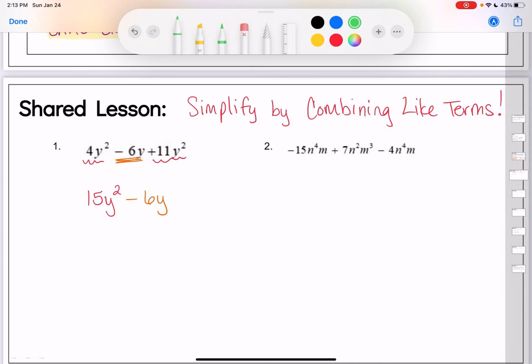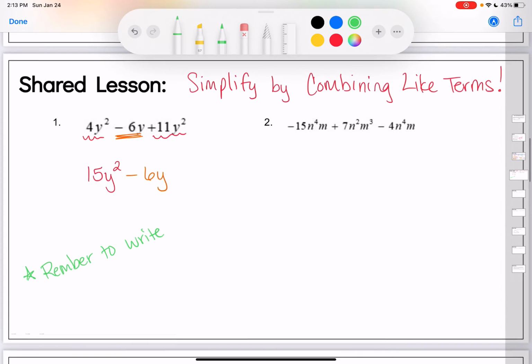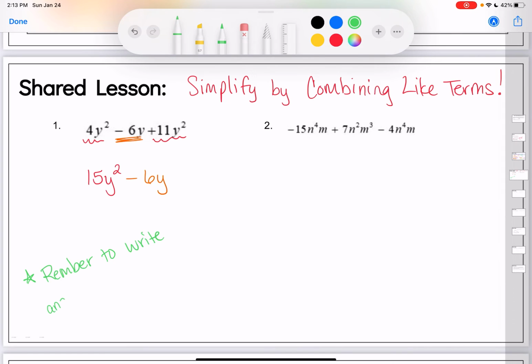Remember that we need to write our answers in standard form. I happen to do it as we went here, but something that we just want to keep in mind is to write answers in standard form. So again, standard form means you'll take the highest degree first and then all the way down, decrease in order from highest degree down to lowest. So that's why I had to put the y squareds first and then the y after that.